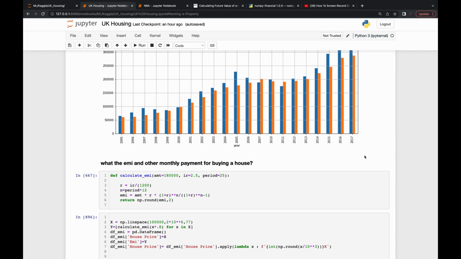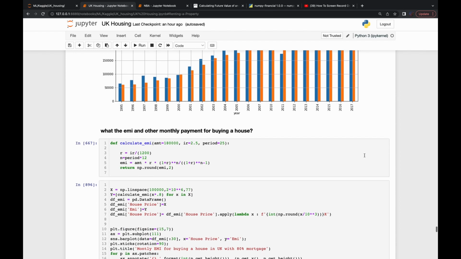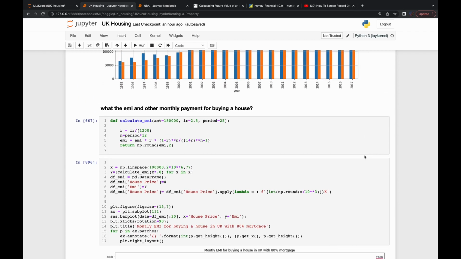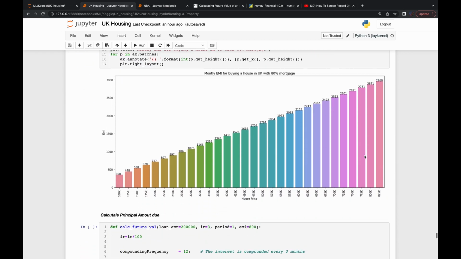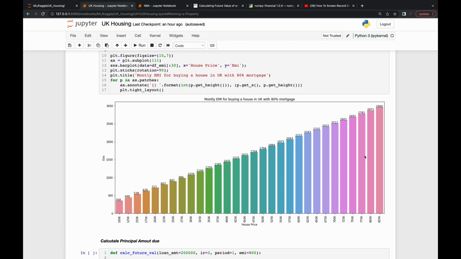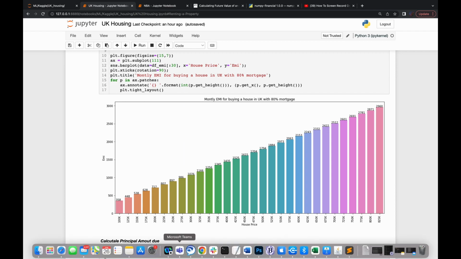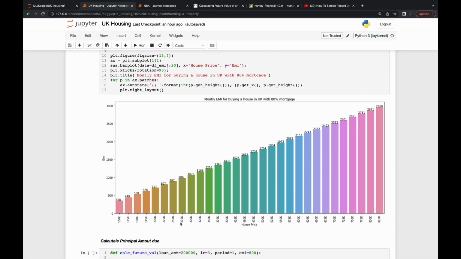Now let's think about the EMI. How much EMI are you going to pay for your house? Let's say you are taking a mortgage of 200k. What will be your EMI? Here we are considering 80% of the price as a mortgage. So this is the graph. It says house price versus your average mortgage. So how much EMI do you have to pay for a given house price? That's the graph here.